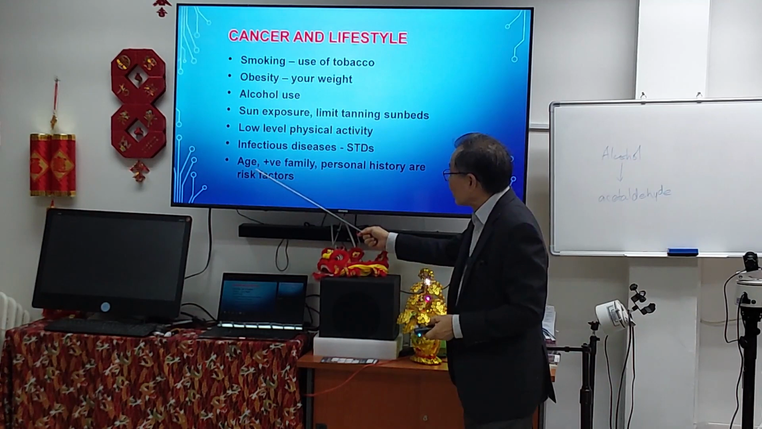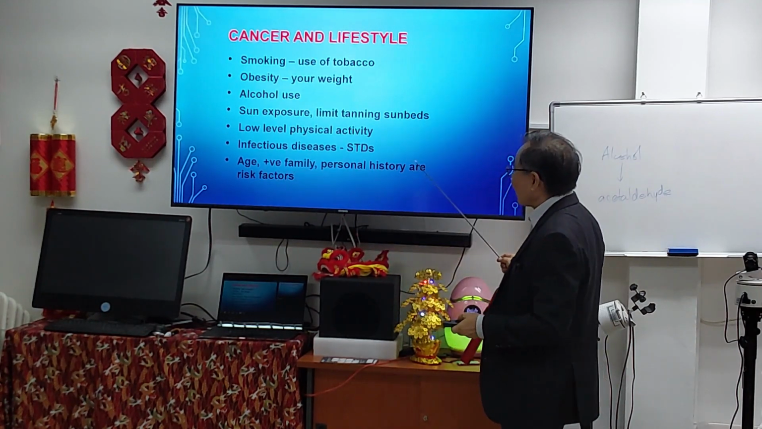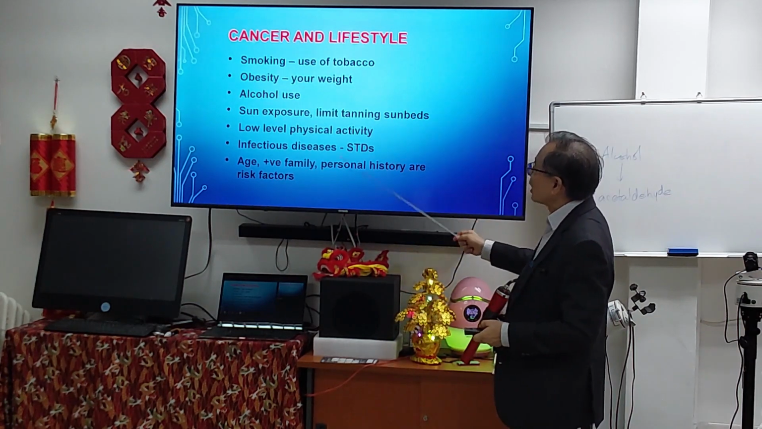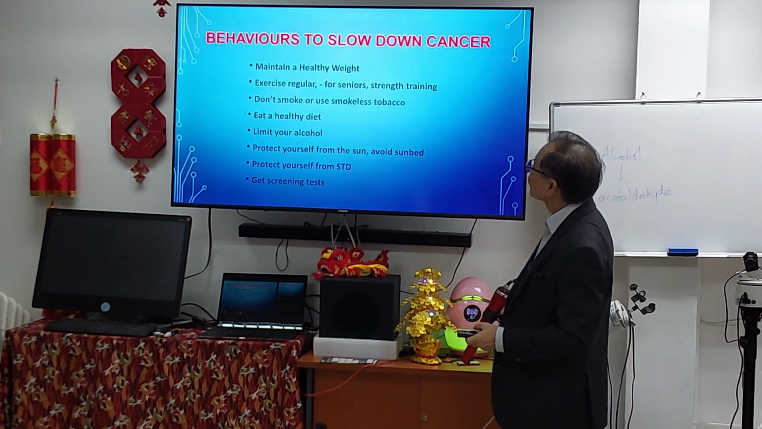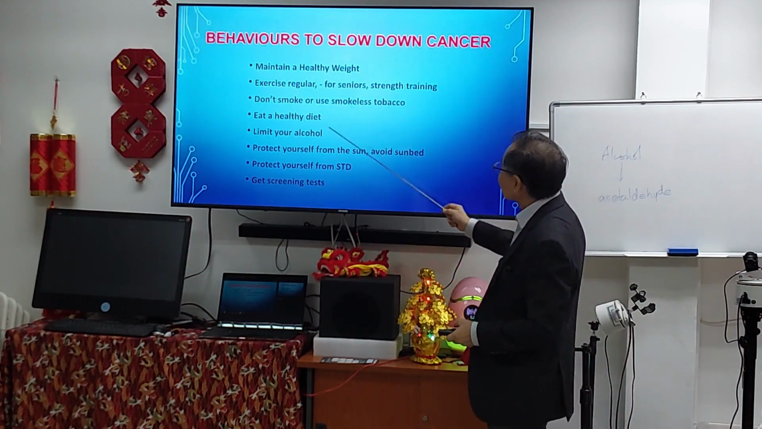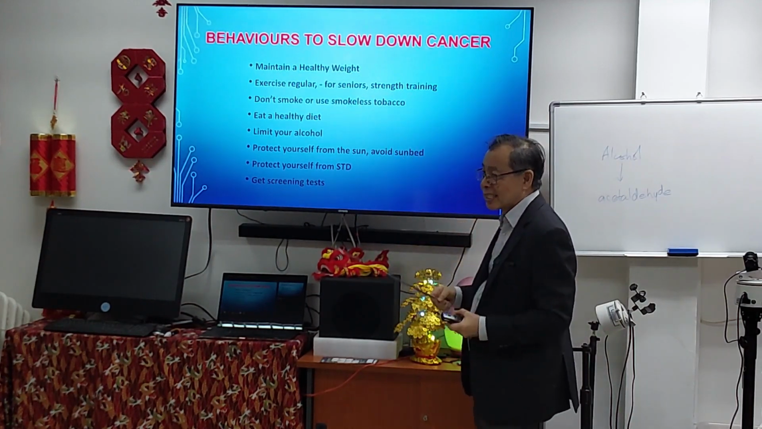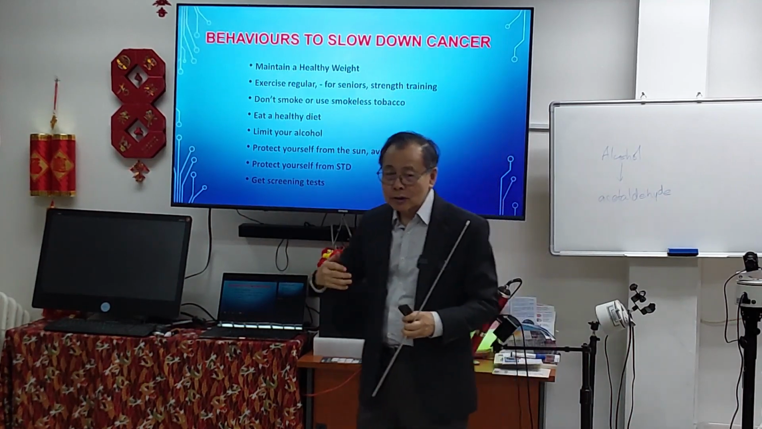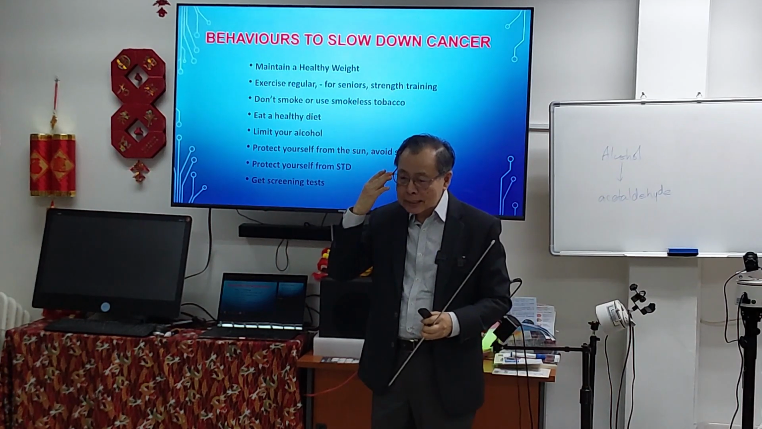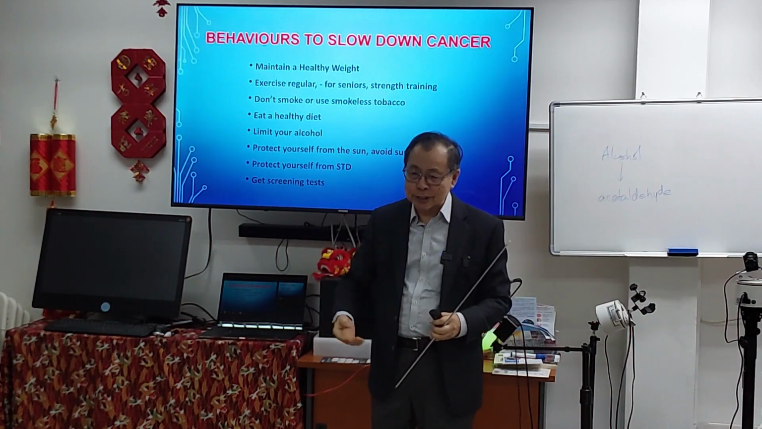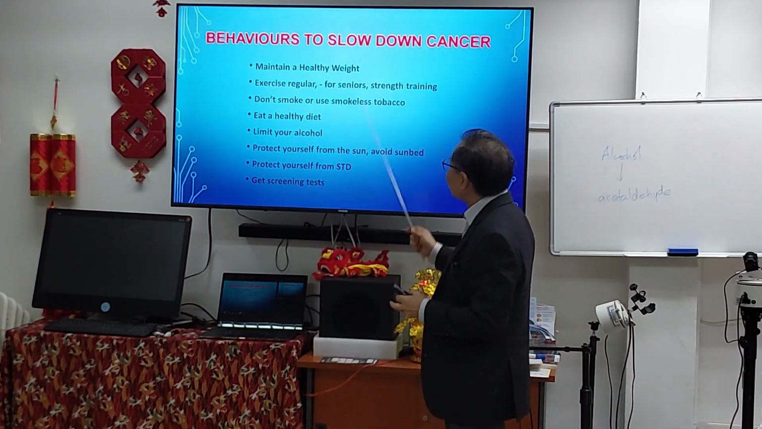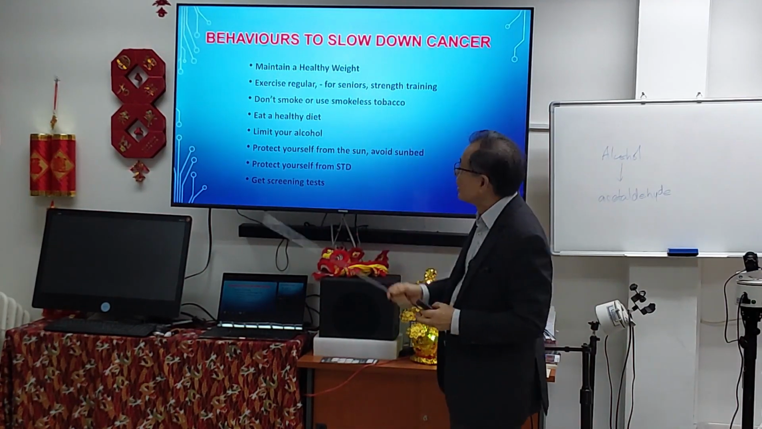Age, these are risk factors that cannot be changed, but all can be changed except for the last one. So, how to slow down cancer? Maintain a healthy weight, regular exercise, strength training. Exercise causes the body to produce stem cells and you can repair your body. But exercise training also produces benefits because it makes you stronger through the release of several hormones that make you young. And that's the advantage.